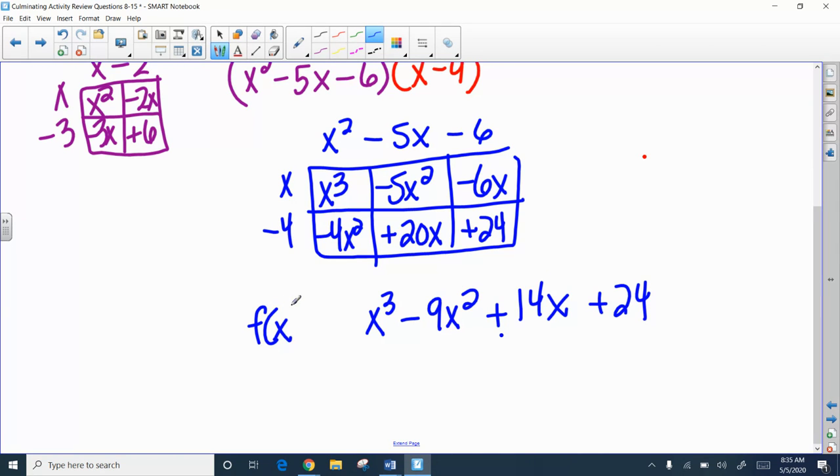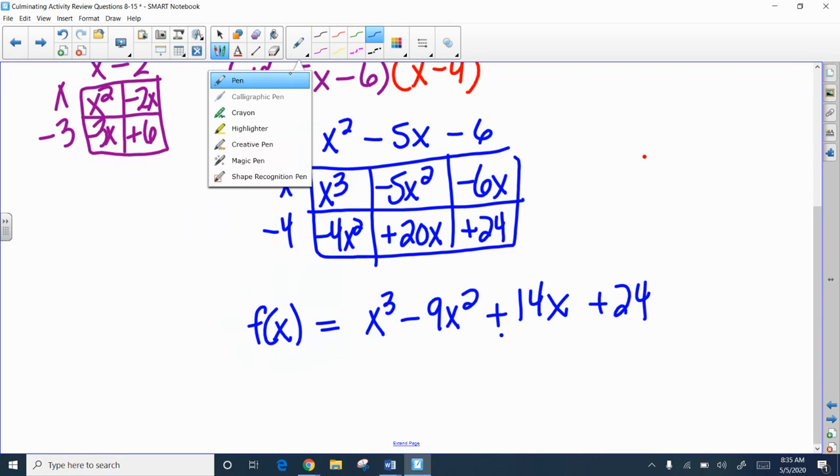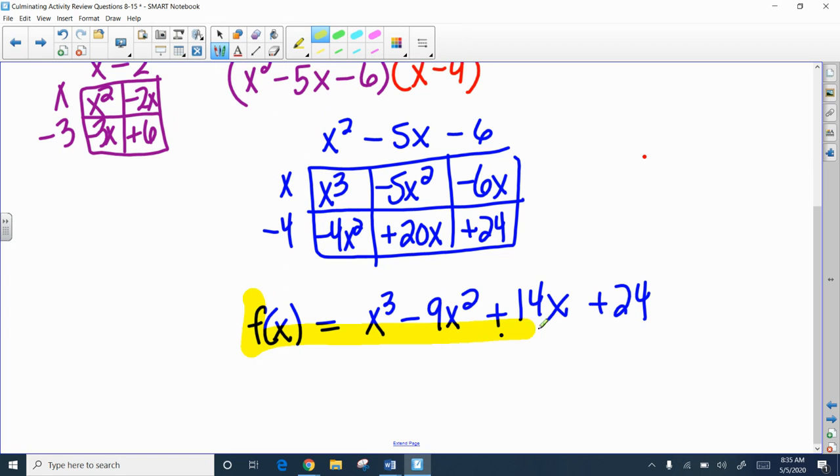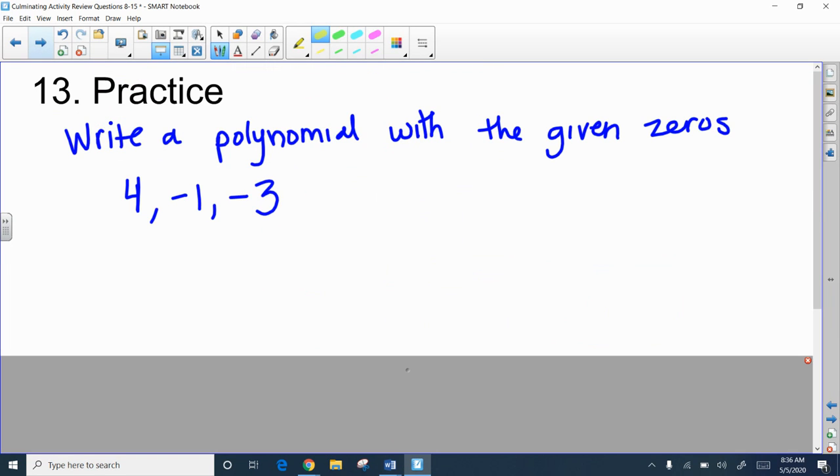I'm going to give it a function name, f of x. This is our polynomial that has those particular zeros there. So that's what we're looking for on that one. All right, time for you to try one. Write a polynomial with the given zeros, 4, negative 1, negative 3. Pause the video and try the problem.